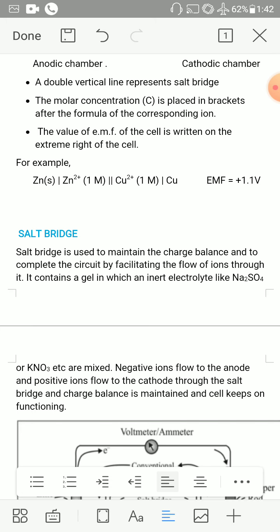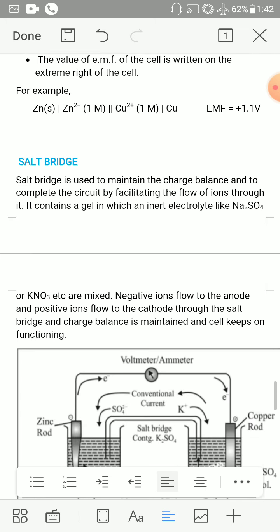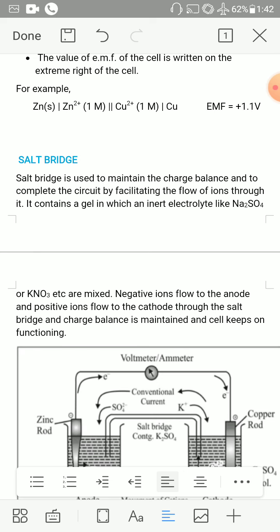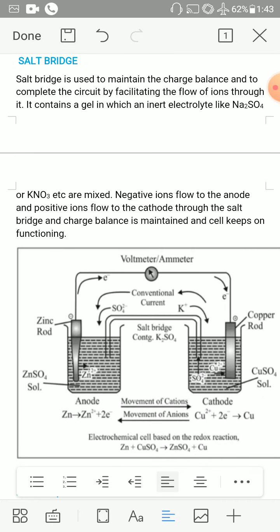And it contains a gel, generally agar-agar gel, in which an inert electrolyte like sodium sulfate or potassium nitrate etc. are mixed. Negative ions flow to the anode and positive ions flow to the cathode through the salt bridge, and charge balance is maintained and the cell keeps on functioning. So these are the functions of salt bridge. Okay, you have to remember what is salt bridge and the function of salt bridge.